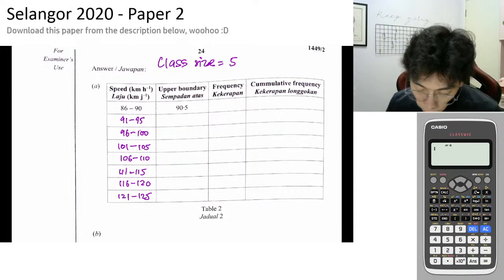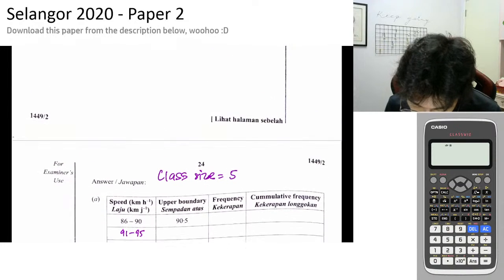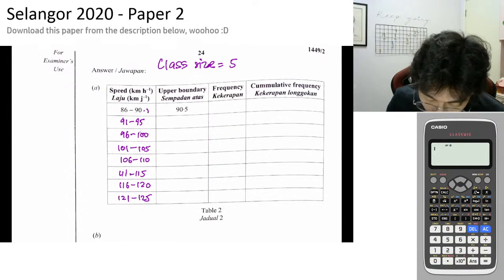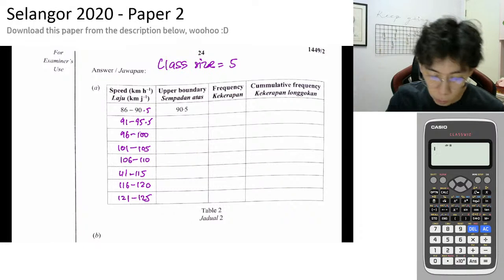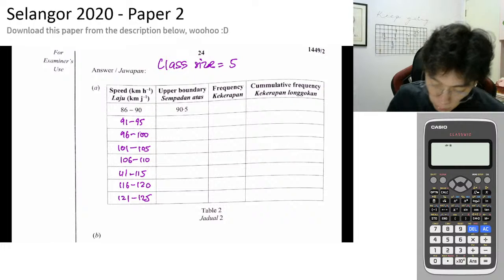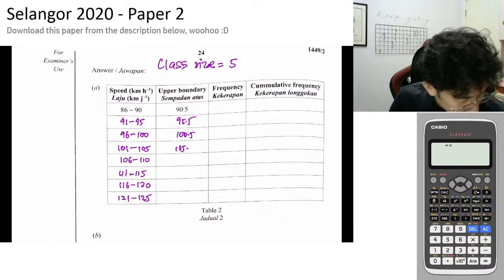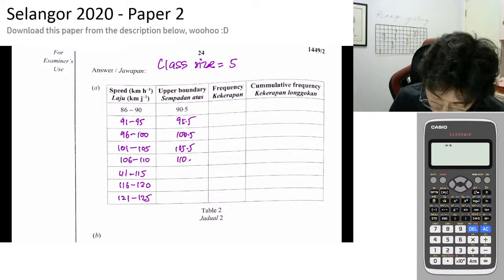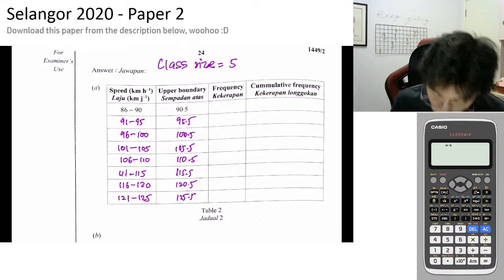Okay, so the next one, our upper boundary. Let's check our upper boundary, see whether there is or not. Just put 0.5 all the way. Remember what I mentioned? I put 0.5 all the way. So 95.5, and I fill out all the relevant info, up to 120.5 and then 125.5. So everything's there already.